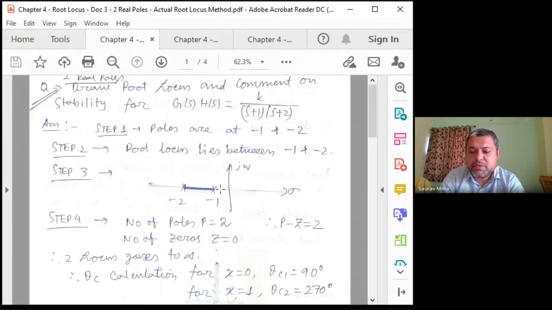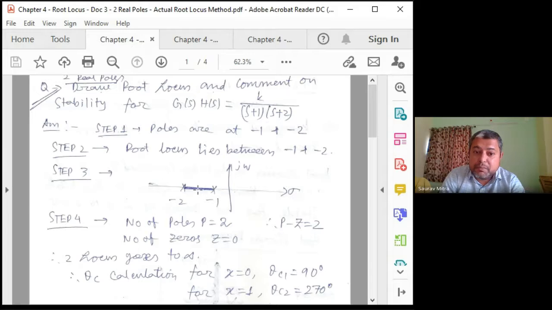What is this point, -0.5? Whether this -0.5 is a part of the root locus or not, how can we test that? Look at the right side of -0.5. Whether this -0.5 is a part of the root locus or not.